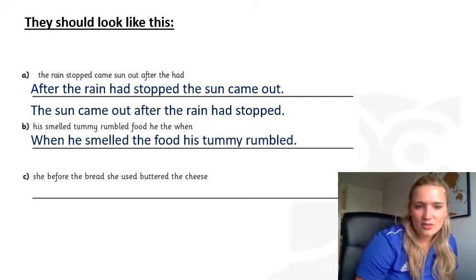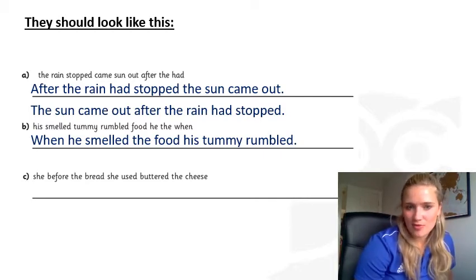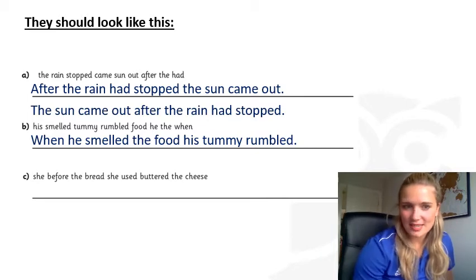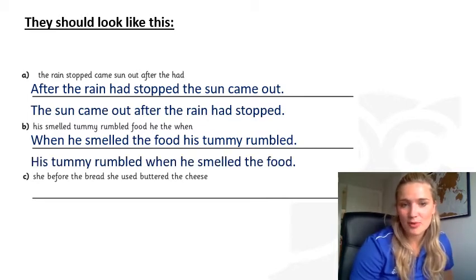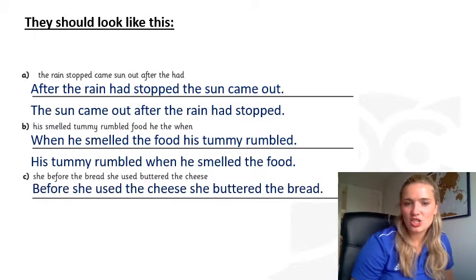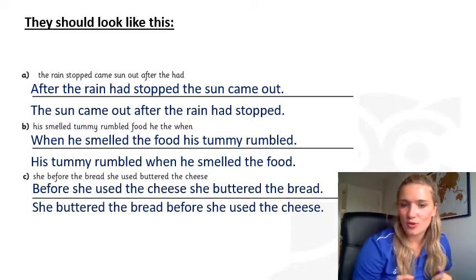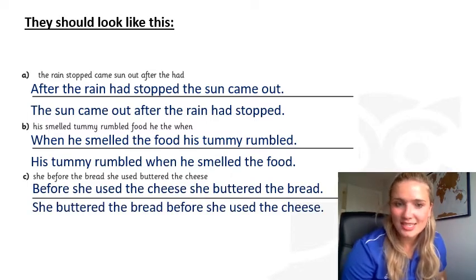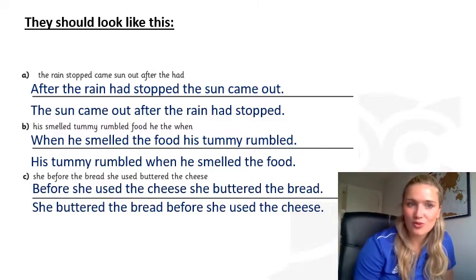When he smelled the food, his tummy rumbled. So that's my first sentence. I could also say his tummy rumbled when he smelled the food. Before she used the cheese, she buttered the bread. Or she could have said, she buttered the bread before she used the cheese. So there were your sentences that you could have used. So well done if you got those correct.